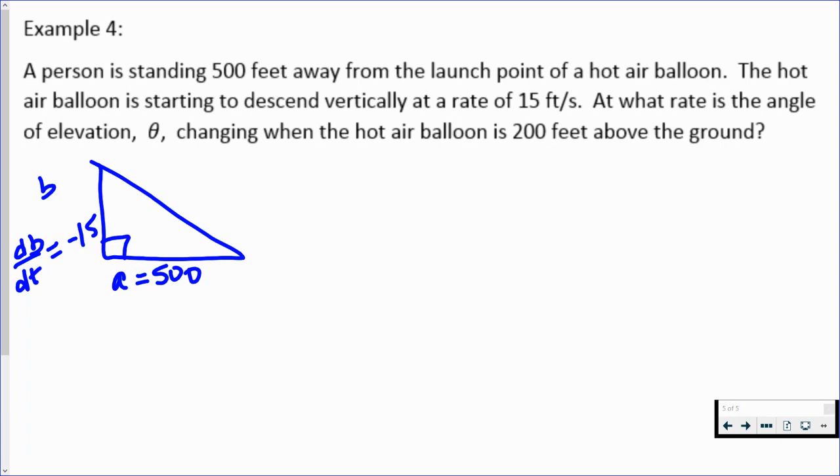So far we had increasing before on the last one, so we had a positive 25. This time we are descending at a rate of 15 feet per second, so we have a negative 15 as our rate for dB/dt.